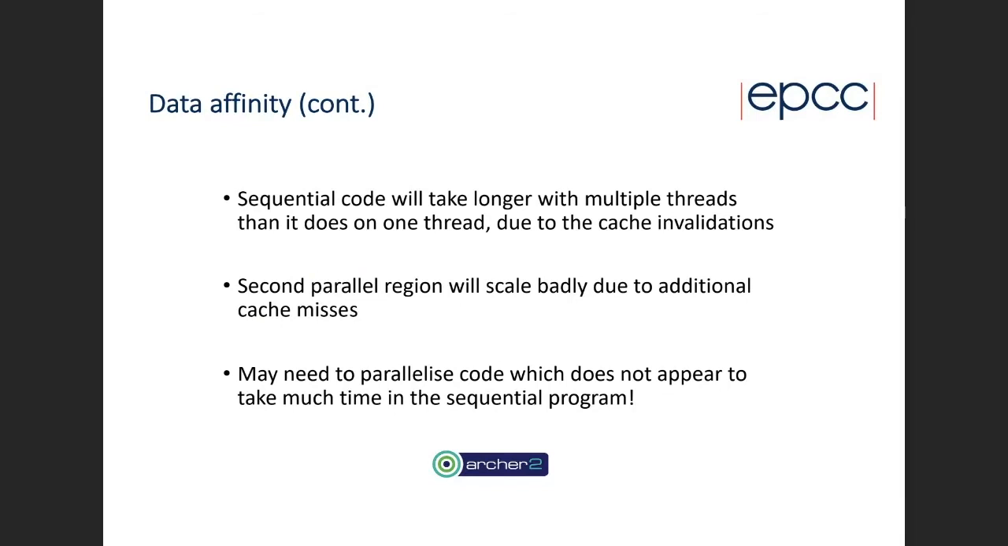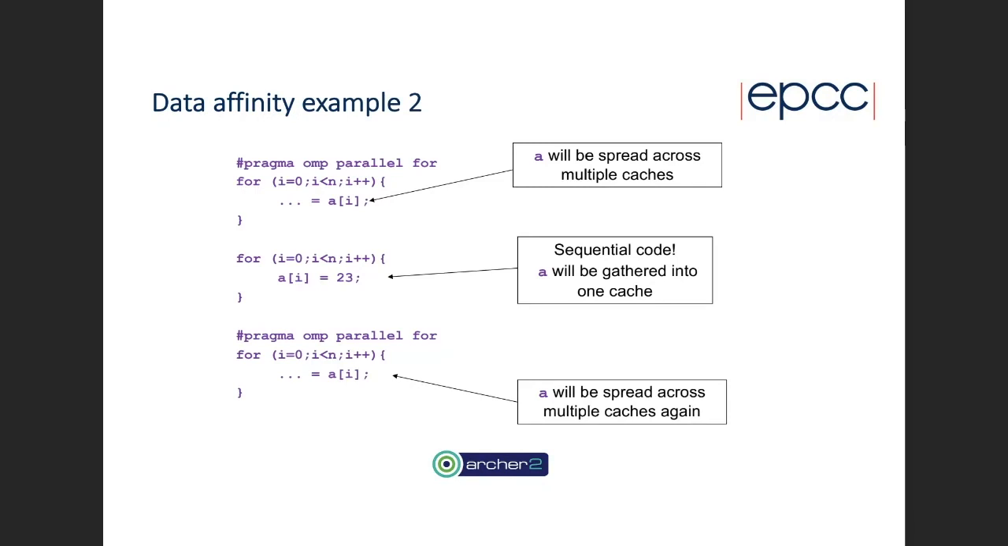So what you'll see in this example is that the sequential code will take longer with multiple threads than it does with one thread because of the additional invalidations. That's quite non-intuitive. If you measured the time for that middle loop when executing the code with one thread, and then measure it again executing with multiple threads, you'll find that that middle loop, even though it's sequential, may take longer. That's really not very intuitive.